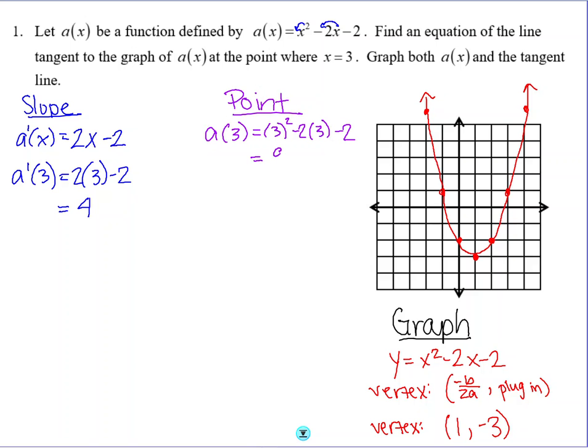So I end up with 9 minus 6 minus 2, which is 1. So my point is (3, 1), which is here.